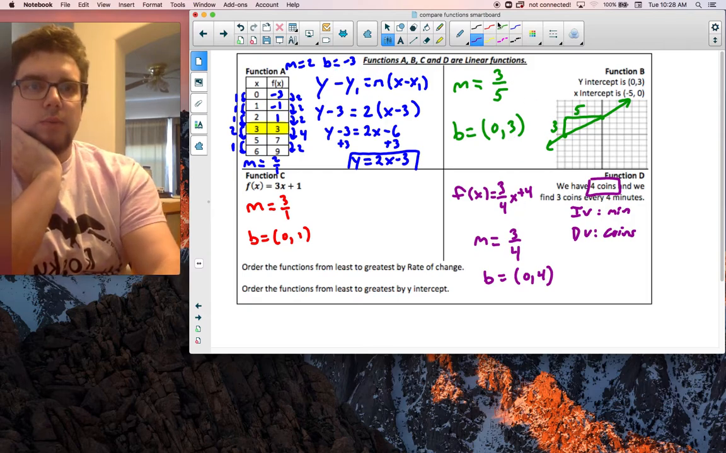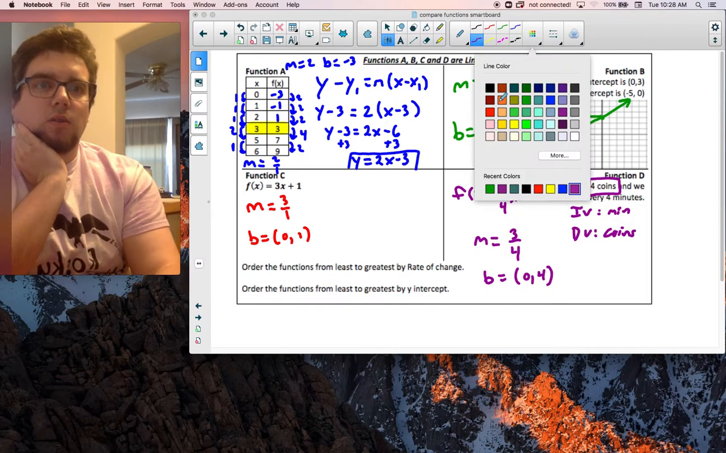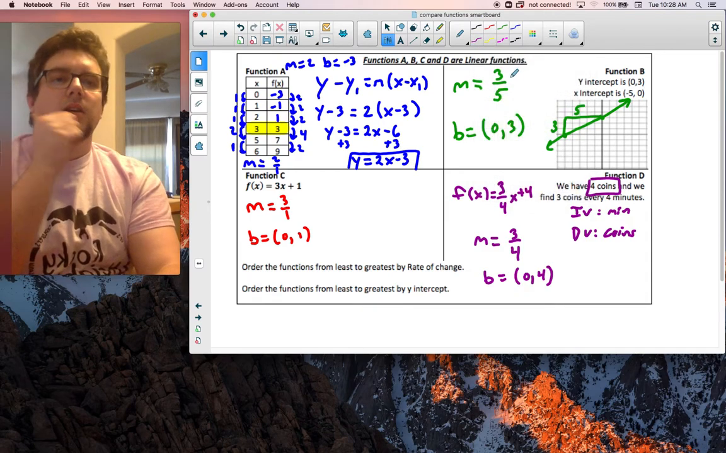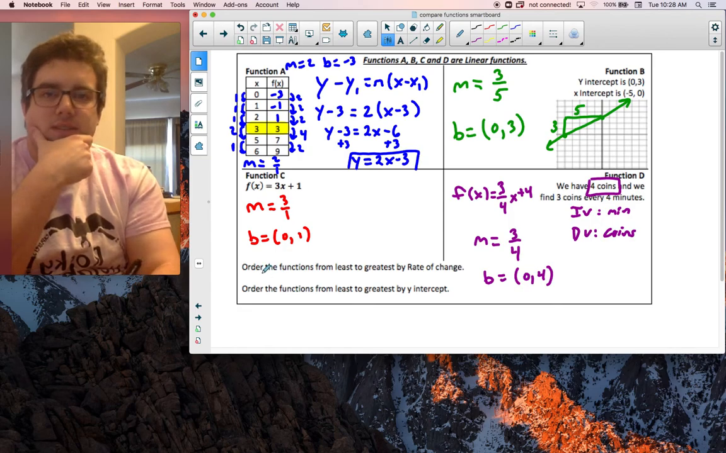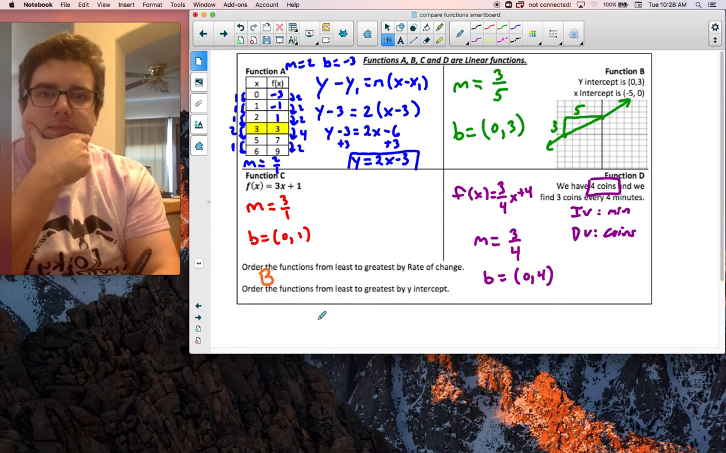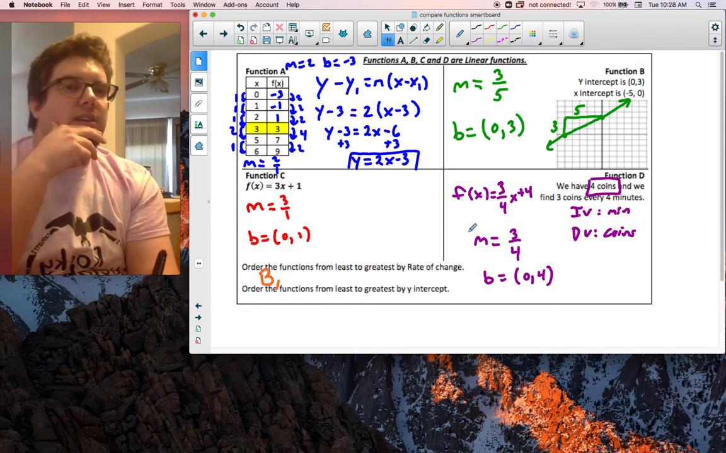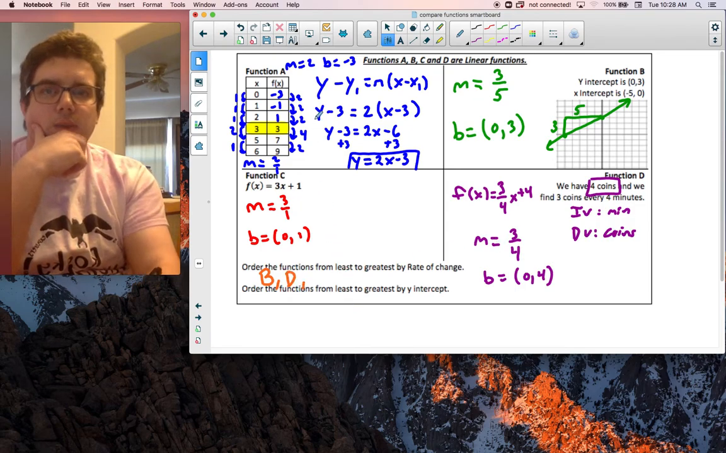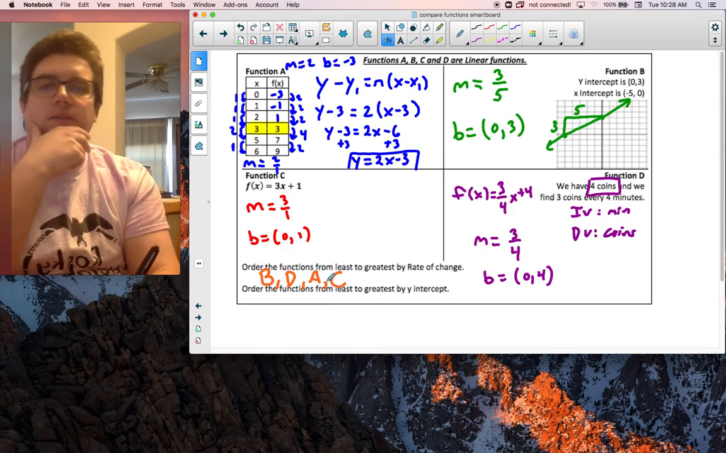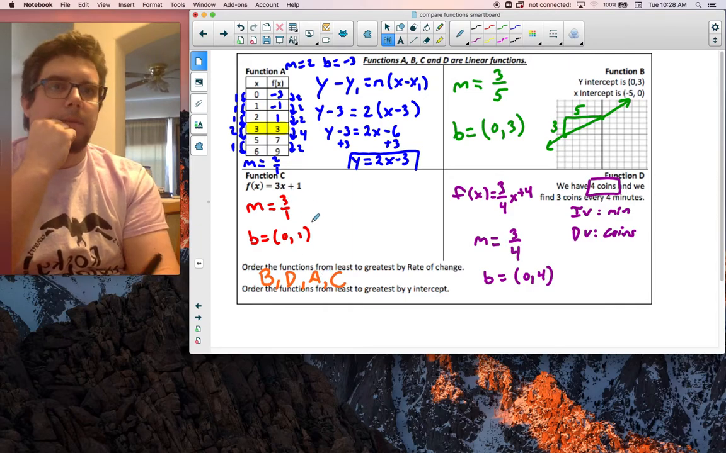So now that we've got them all boiled down to our rate of change and our y-intercepts, we can actually start organizing these from least to greatest. So smallest rate of change is 3/5. Next smallest rate of change is 3/4. Next smallest is 2. And last smallest is function C at 3.